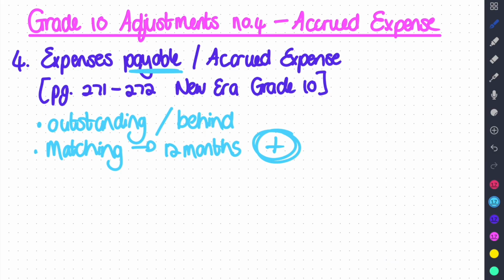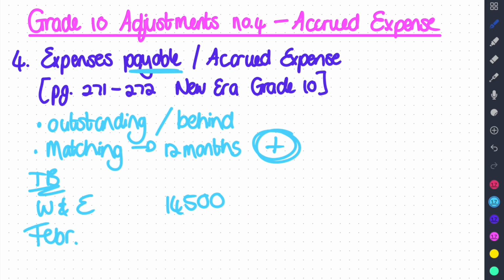So let's take information. Let's say your trial balance had an amount for water and electricity debit, and it showed you 14,500 Rand for that water and electricity up to now. But it also states that you haven't paid the month of February, the month that you're busy with right now. And that came to an amount of 1,230. Remember, water and lights is not the same every month. Depends how much you use.